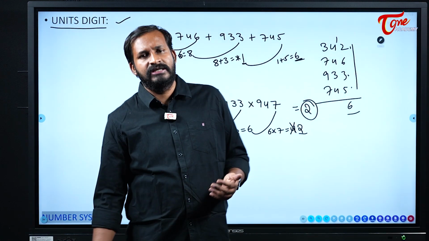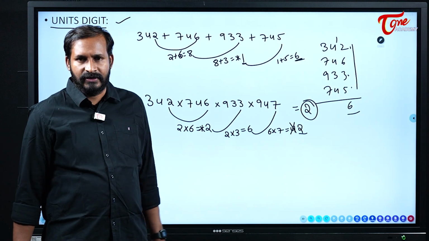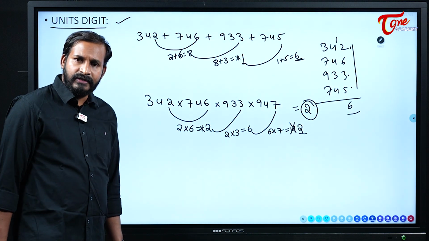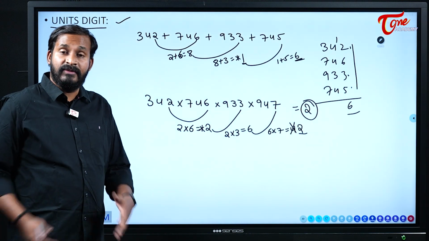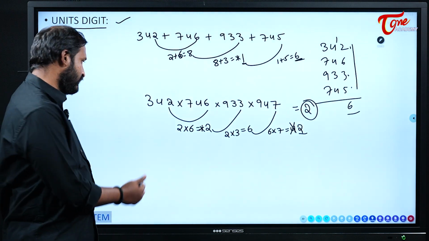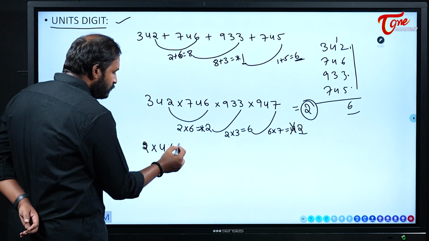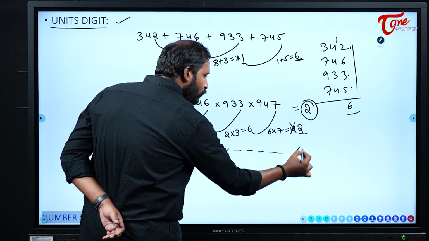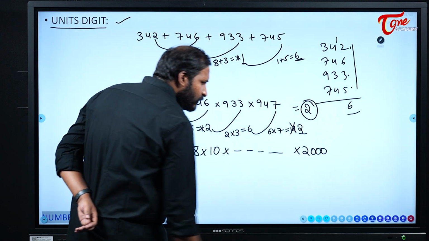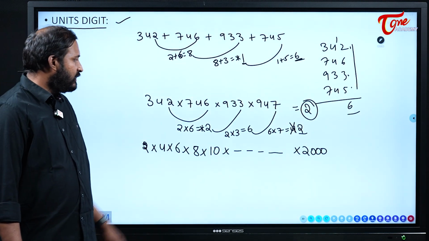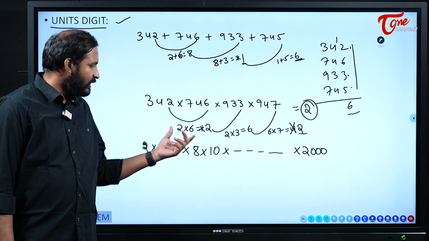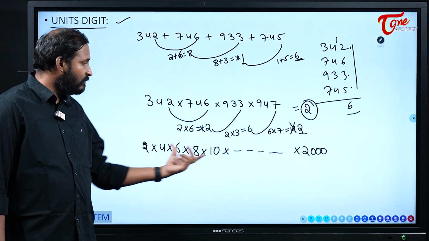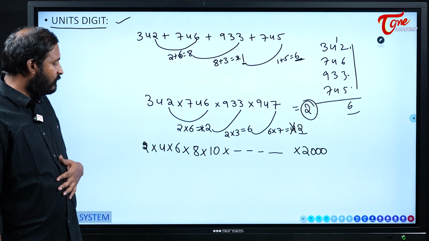If it is a general addition or a general multiplication, you can do it this way. But there are some special cases under this units digit. And remember one more thing: while solving in this manner, sometimes they may give us very huge questions, something like this: 2 into 4 into 6 into 8 into 10 and so on up to 2000. Previously the numbers were very small, only 4 numbers, and we solved it. But here the numbers are very huge in count.